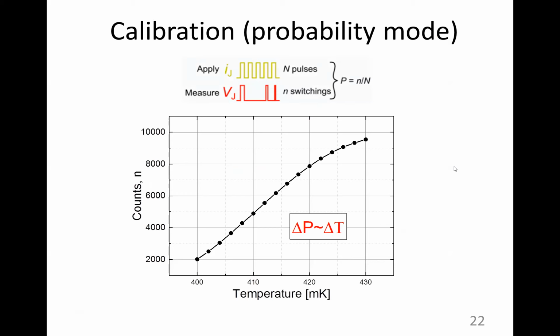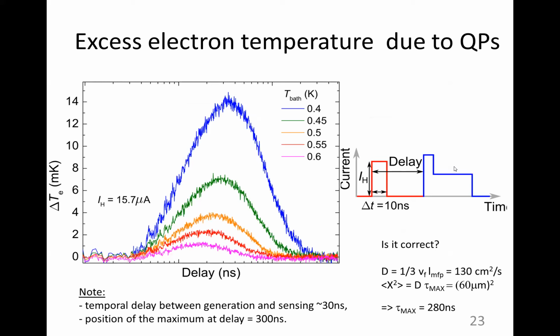So we can take this measured probability and recalculate it to temperature using this probability-mode calibration, where the change in the probability with respect to the baseline is proportional to the difference in temperature between the equilibrium bath temperature and the excess temperature that we measure. So this is how it looks. This is the measurement of excess electron temperature due to the quasi-particle diffusion at various temperatures.